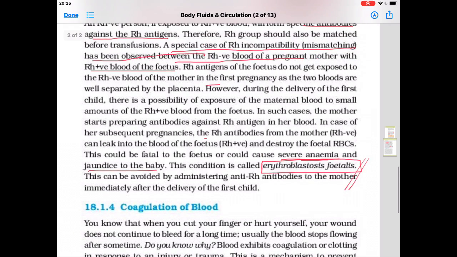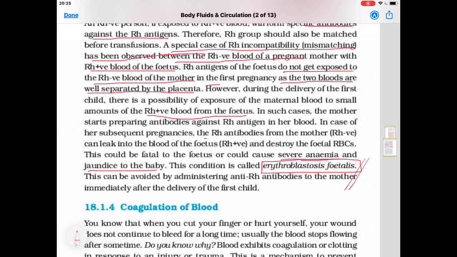Rh antigens of the fetus do not get exposed to the Rh negative blood of the mother in the first pregnancy, as the two bloods are well separated by the placenta. In the first pregnancy, both are separate. However, during the delivery of the first child, there is a possibility of exposure of the maternal blood, maternal means mother's blood, to a small amount of the Rh positive blood from the fetus. So during delivery, chances are there that fetus blood can mix with the mother's blood.